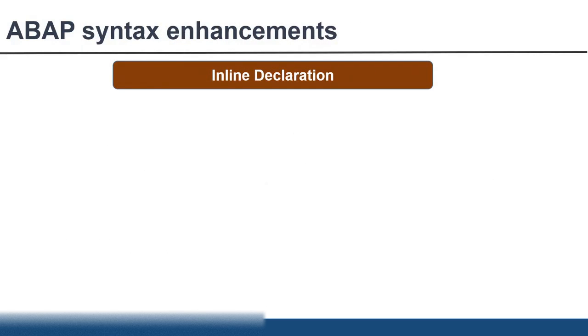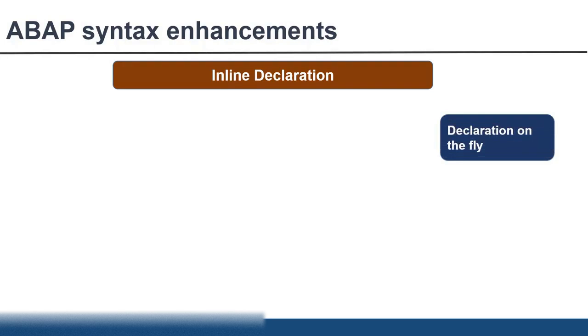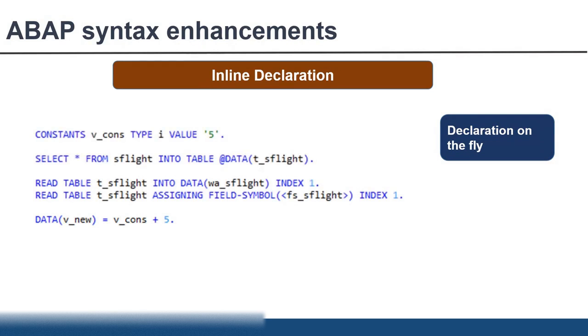Now moving on to the actual changes in ABAP, starting with inline declaration. You can now declare variables on the fly. Observe the source code given on the screen. Here, internal table tsFlight is declared within the select query using the keyword data and host variable @. It will create the internal table which will have all the fields selected from the table.